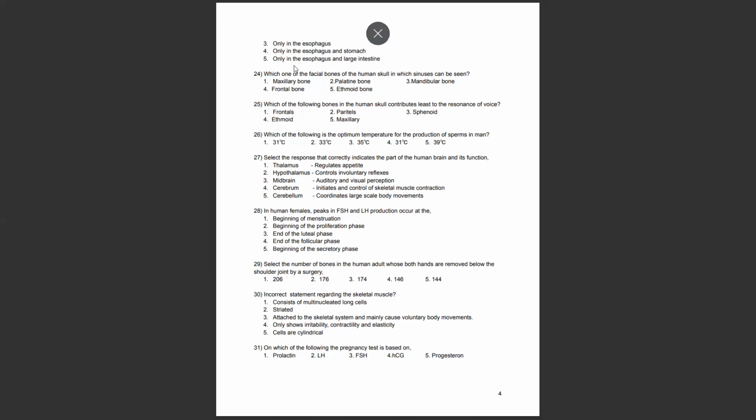Question number 25. They're asking which bone contributes least to the resonance of voice. This is done by sinuses. What is the other function? Sinuses also reduce the weight of the skull. Least contribution means the bone has no sinuses to make resonance. Parietals. Answer number 2.